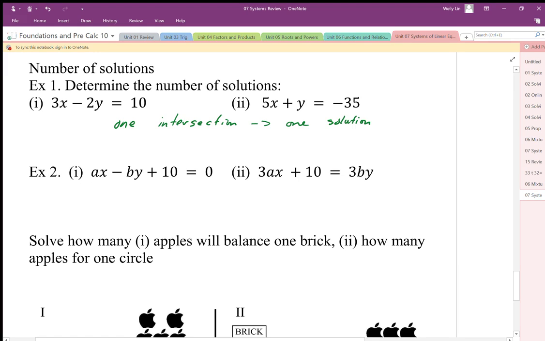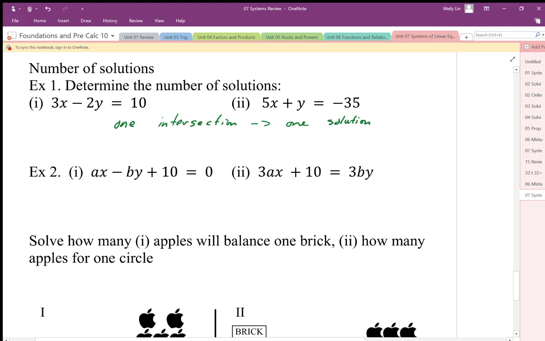Okay, now the other possibilities then work out to be that you could have parallel slopes, and parallel slopes have two situations. Parallel slopes could be no solutions, or they can lay on top of each other and be infinite solutions. So that's the other situation here.